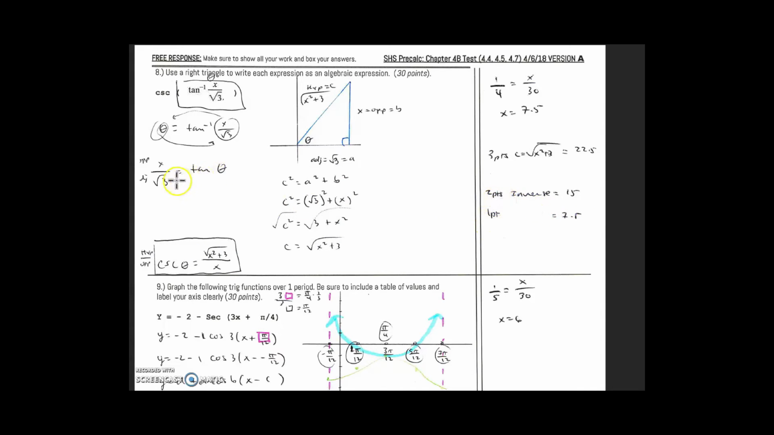Let's just say you took the inverse, and you have this right here, tan theta equals x over radical 3. You got 2 points, multiplied by 7.5 gives you 15. If you got square root of x squared plus 3, you got 22.5, or maybe, I don't know, a minus sign could be incorrect. So look at some work.